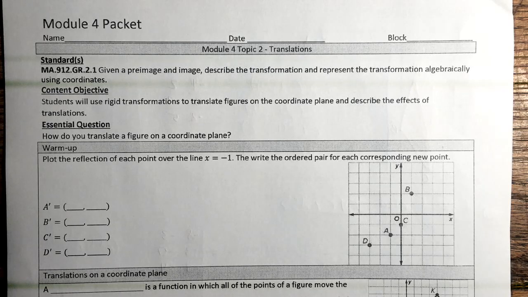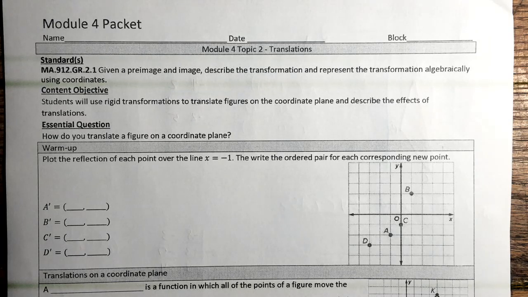Welcome back, students. This video we're going to do Module 4, Topic 2, Translations. Standard for this topic is GR 2.1. Given a pre-image and image, describe the transformation and represent the transformation algebraically using coordinates.